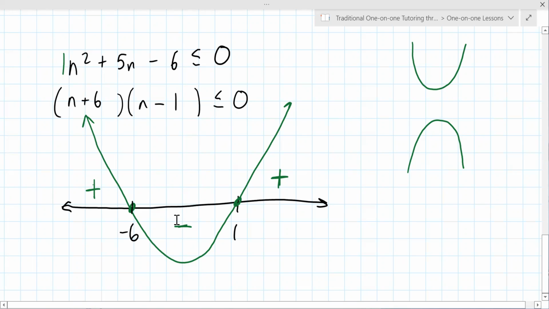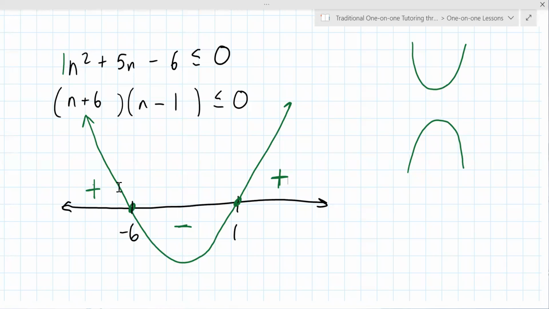How about in the middle here? Let's try 0. 0 plus 6, 0 minus 1. 6 times -1 is -6. That is negative. Okay. And then -7 plus 6, that would be -1 times -8, so +8. Oh, wow. So positive, negative, positive. Right.